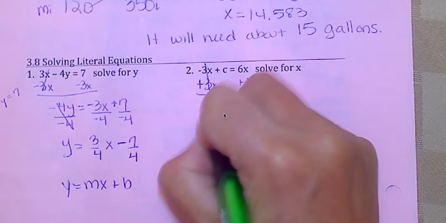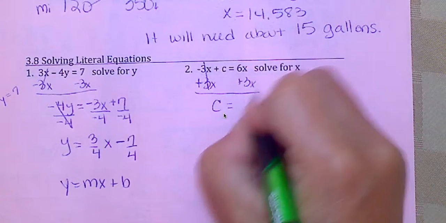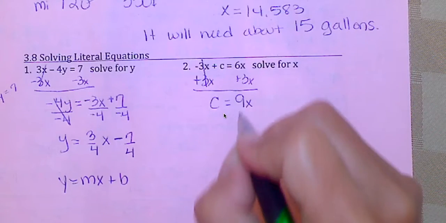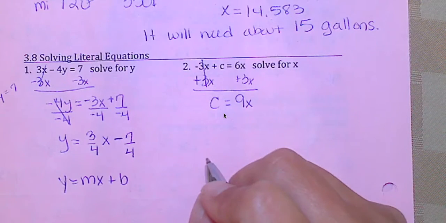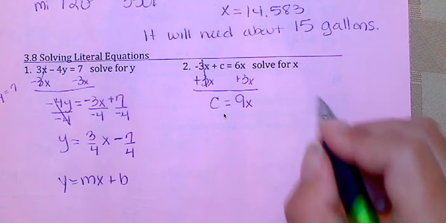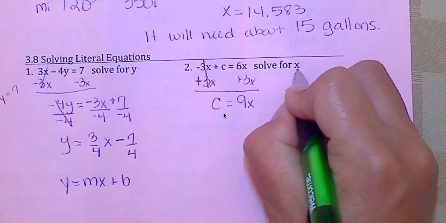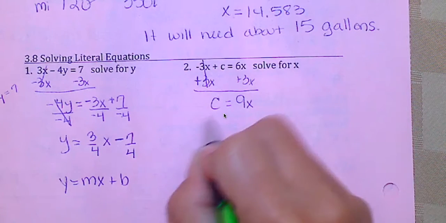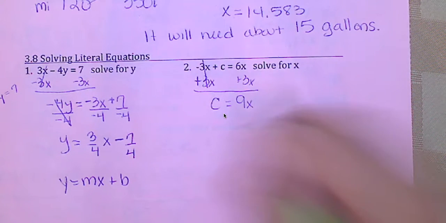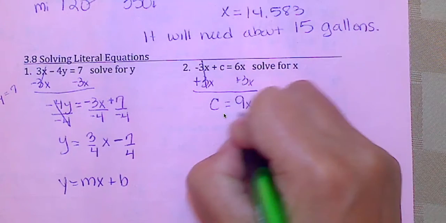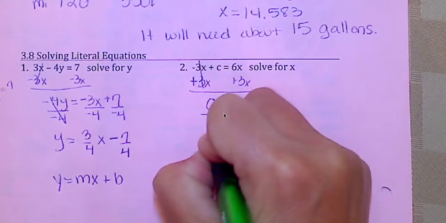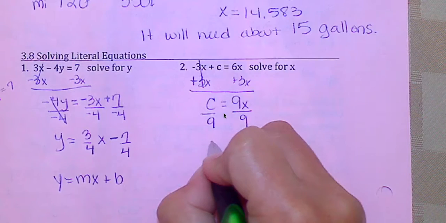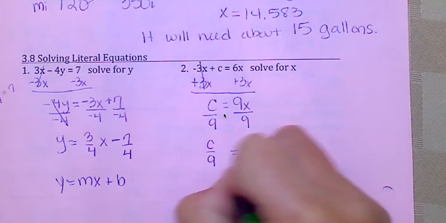This drops out. We get c equals 6x plus 3x, which is 9x. And then we want to solve for x. Remember, you have to keep reminding yourself which variable you need to solve for, because some of you may stop here and go, oh, I'm done. But we're trying to get x alone, so we're going to divide both sides by 9. So we get c over 9 equals x.